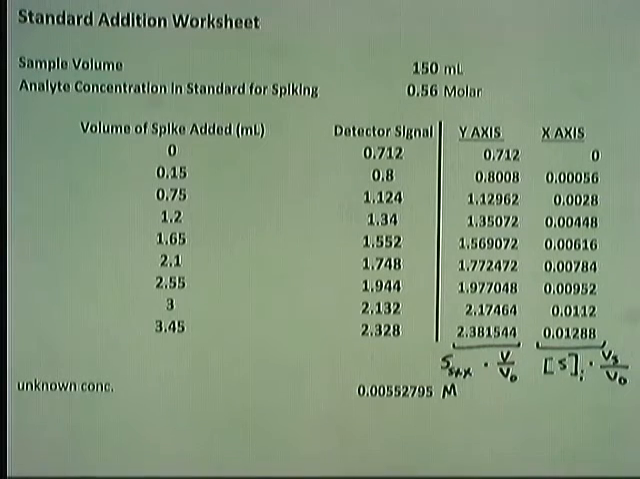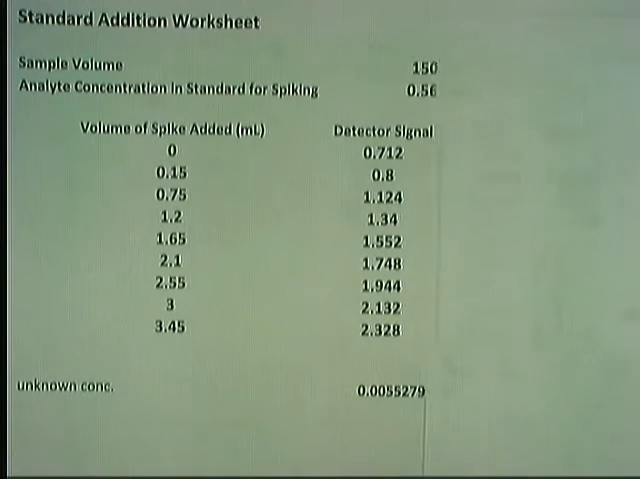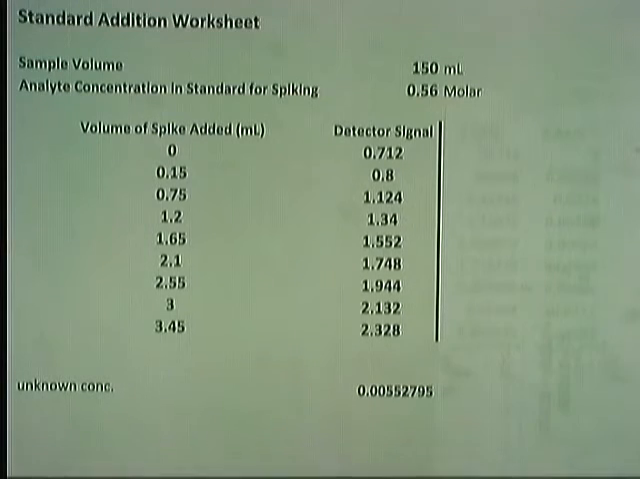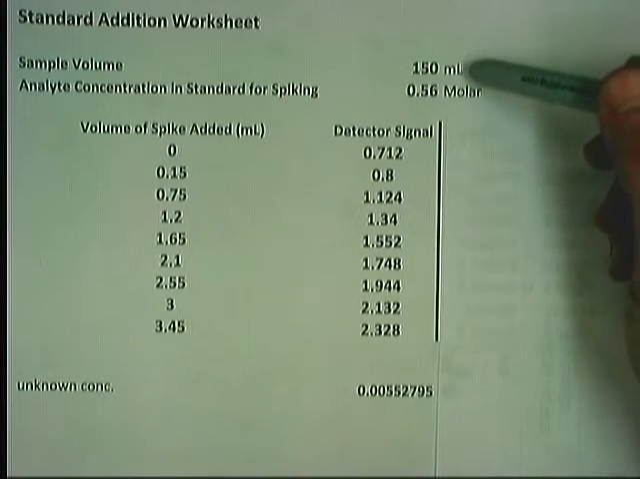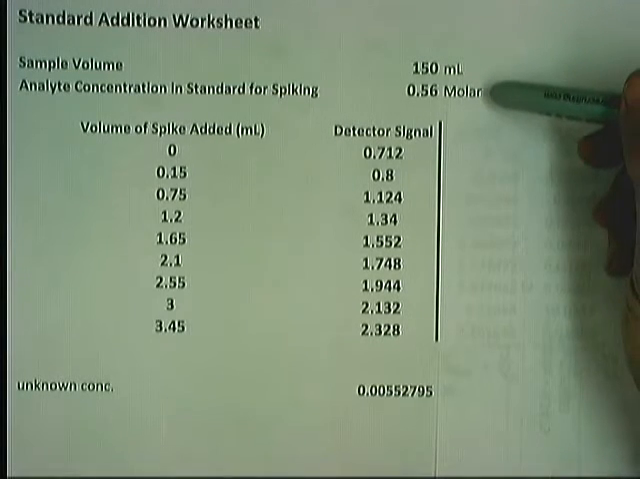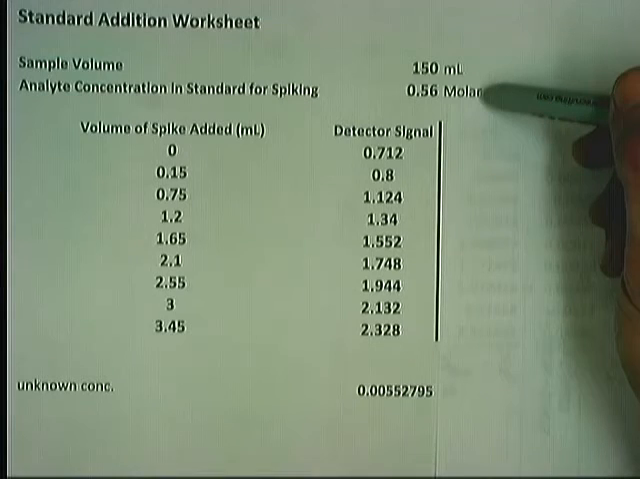And to not distract you, I can more or less cover up this information from now. It's something that we have to compute later. But the information that you would know would be the original sample volume, that volume of the original sample that you analyzed. You would also know the molarity, or the concentration, of the analyte in the solution that you're going to use for spiking. Okay?